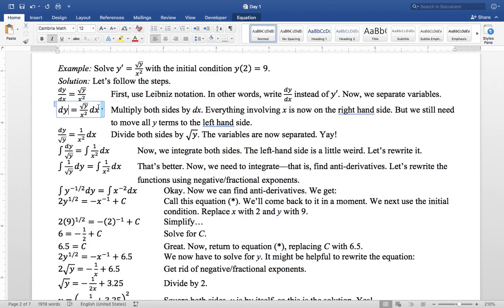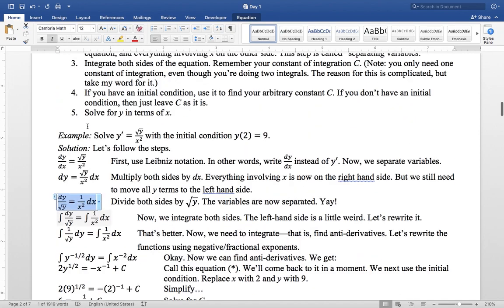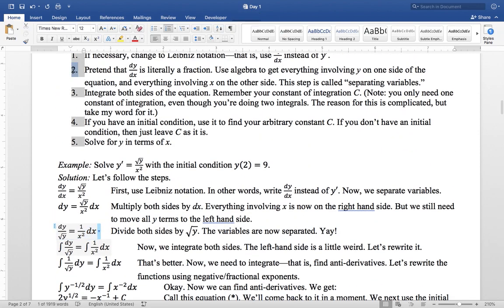Now, if you'll notice, I've still got all of the stuff involving x on the right-hand side, and that's good. But I need all of the stuff involving y to be on the other side. And this root y here is annoyingly still on the right-hand side. I need to move it over to the left-hand side. And the way to do that is to divide both sides by root y. So I divide both sides by root y, and I obtain this line right here. Notice that everything involving y is on one side, everything involving x is on the other. So now the variables are separated. So that's step 2, okay?